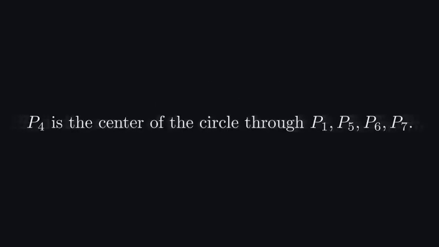Next, define P6 to be the reflection of P1 across the line P4P5, and define P7 to be the reflection of P1 across the line P2P4. In the coordinate picture, these are P6 equals (-3/2, √3/2), and P7 equals (0, √3). The point P4 is the center of the circle through P1, P5, P6, and P7. In particular, P1, P5, P6, and P7 are all the same distance from P4.